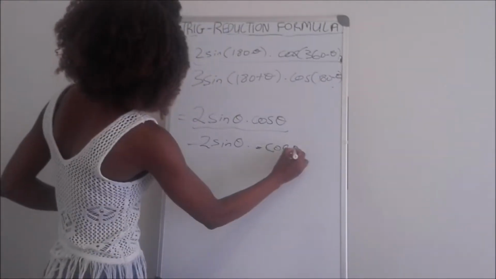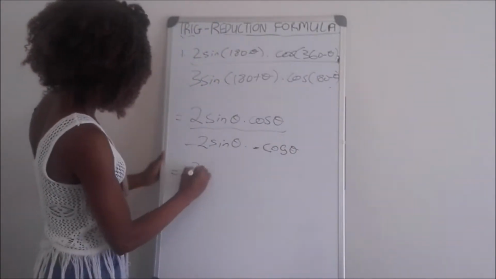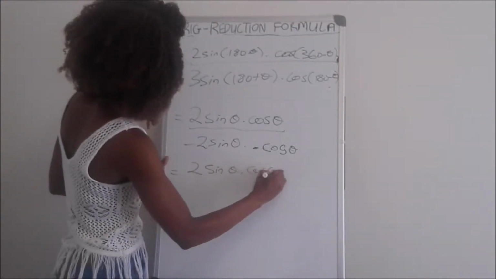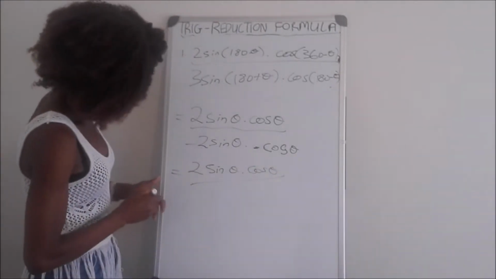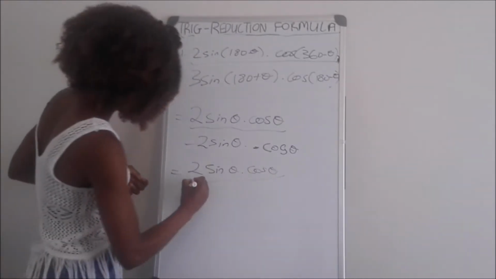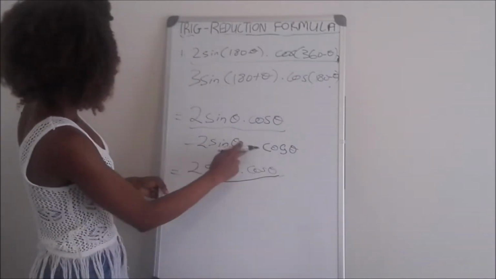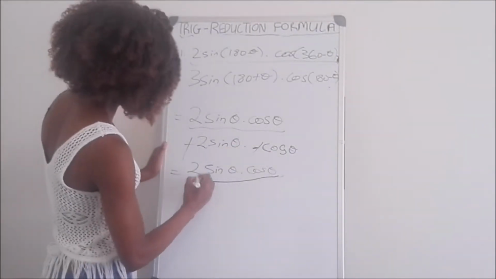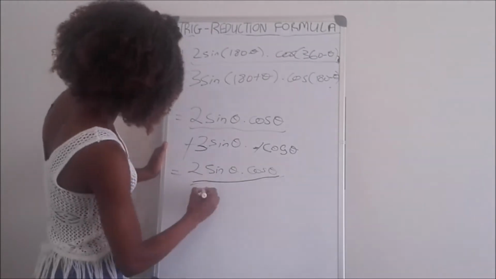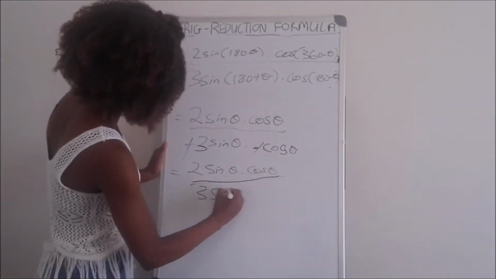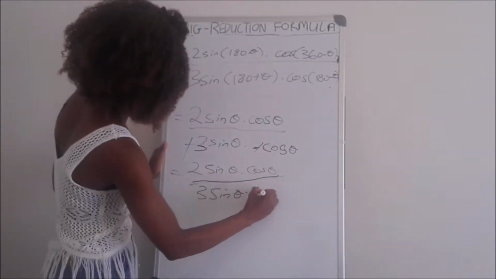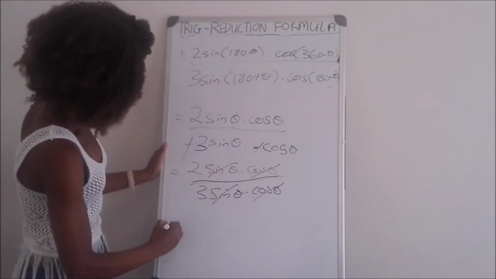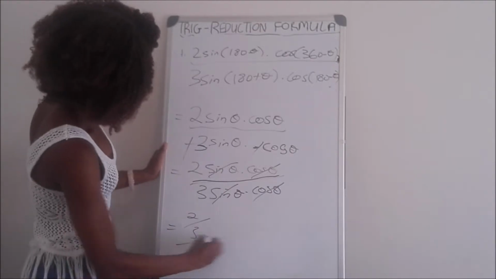Now from here, we have 2 sine theta multiplied by cos theta, divided by negative, and the negative will be positive. That means this 2 will multiply out and become positive. And this is 3, sorry. We have divided by 3 sine theta multiplied by cos theta, of which this and this will cancel out, this and that will cancel out, and we'll be left with 2 over 3.